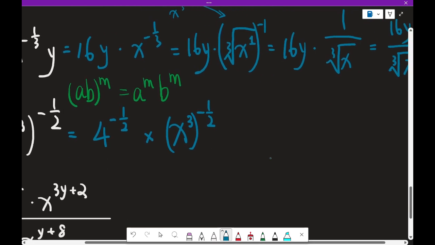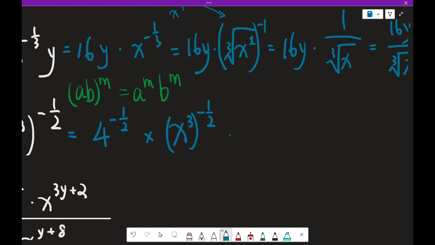Next, we can simply evaluate this 4 to the power of negative 1 over 2. Similarly, this numerator will become the exponent of the radicand, and the denominator will become the index of the root. And we have a negative sign, so we move the whole thing down to the denominator. Then we times x cubed to the power of negative 1 over 2.